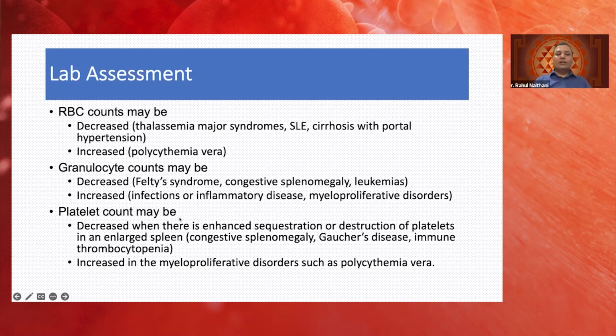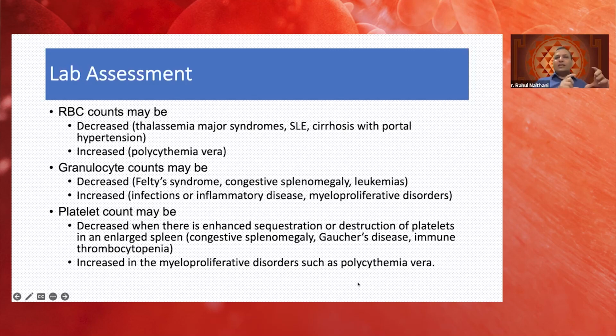Now, similarly, platelet count may be reduced if there's enhanced sequestration, where the spleen is very big, hypersplenism, destruction of platelets, congestive splenomegaly, and immune thrombocytopenia. Now, primary ITP generally does not have splenomegaly. It is the secondary immune thrombocytopenia, because of SLE, CLL, or some infection, where you may have a splenomegaly. Platelet count will be high in cases of myeloproliferative disorder.